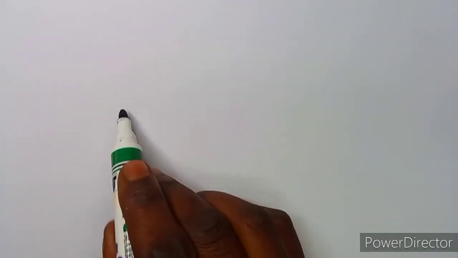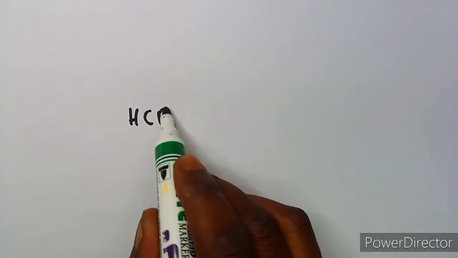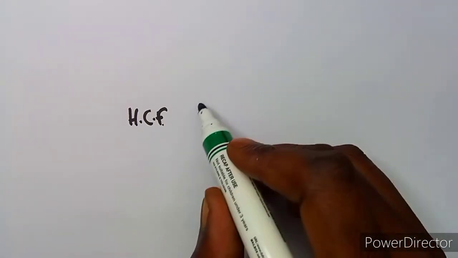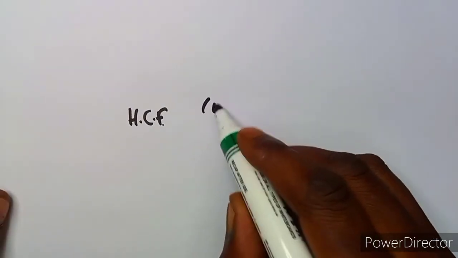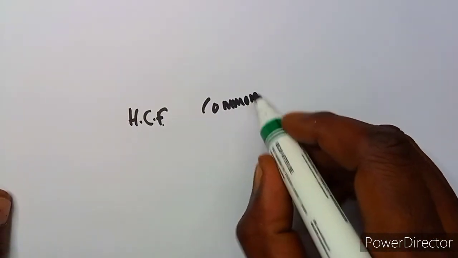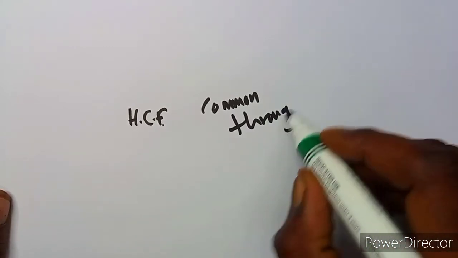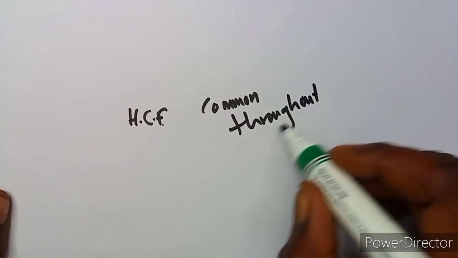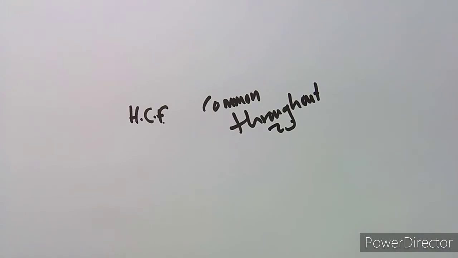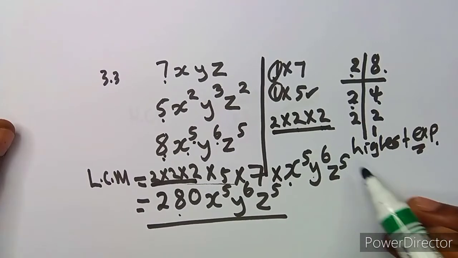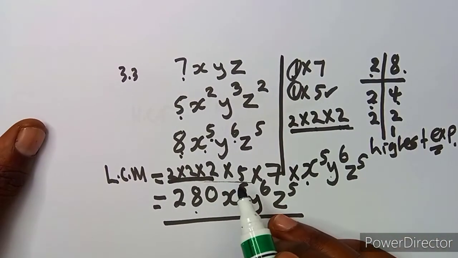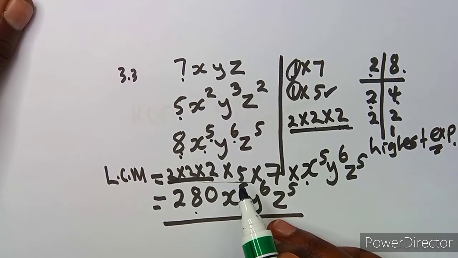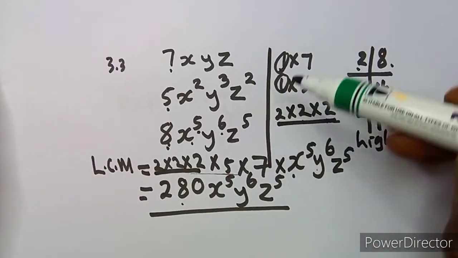Okay, then the highest common factor, which is the HCF. This one, guys, it's a factor. A factor is supposed to be common throughout. So this one is common throughout. So if it is supposed to be common, therefore what am I going to do? Let's start with the numbers here.